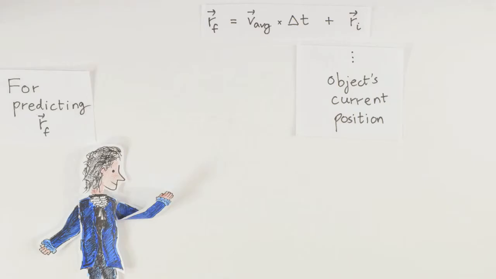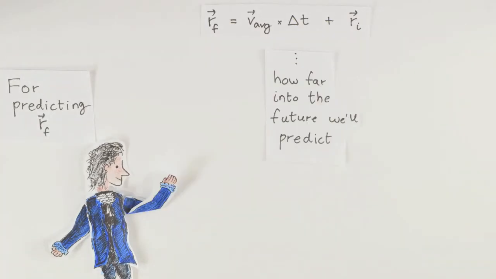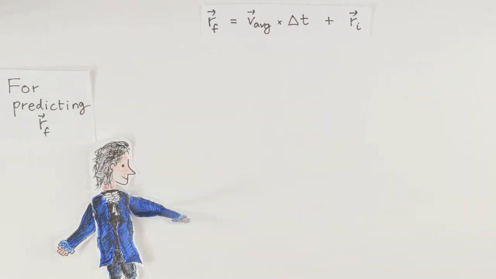That is, r sub i, the initial position. This is another initial condition. Moreover, we also need to specify how far into the future we're going to predict. We need to make the same choice of a time interval delta t that we made for predicting a new velocity. Again, to make good predictions, we will typically need to choose delta t small.